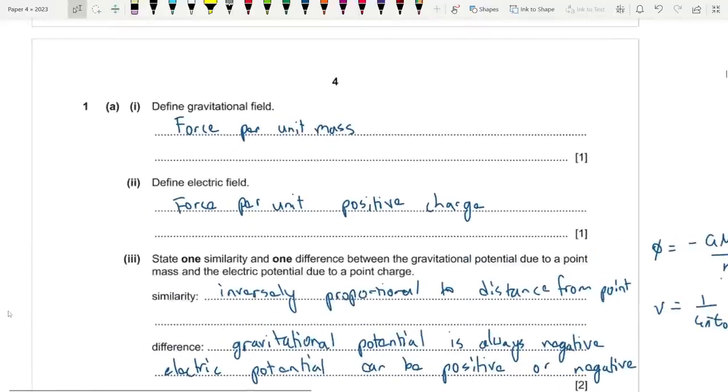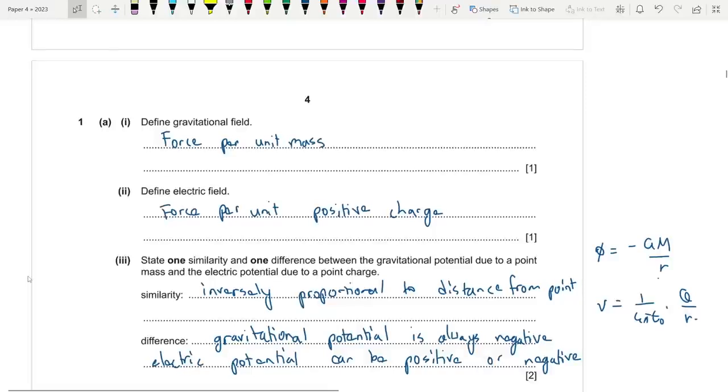Starting with question number 1. I actually have this paper, part of it done, part 1 done. So let's just go through it.